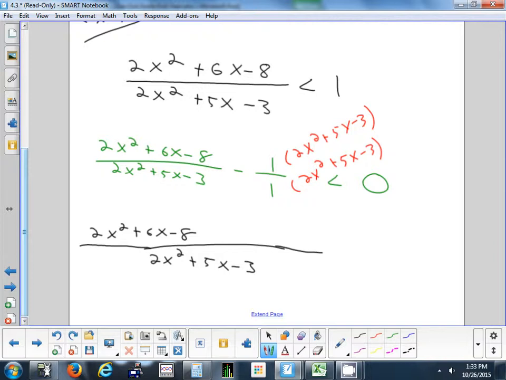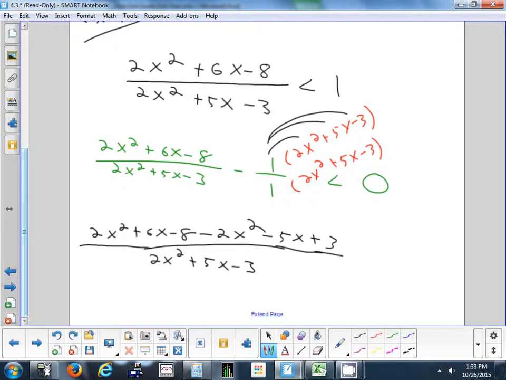Okay, fraction on the right, we're going to multiply the numerator by our common denominator. In this case, not much is going to happen. I'm just distributing a 1. Well, actually, be careful. That negative goes with the 1. Okay, that's a mistake people make. Distribute the negative with the 1. So what will I get? 2x squared minus 5x plus 3.